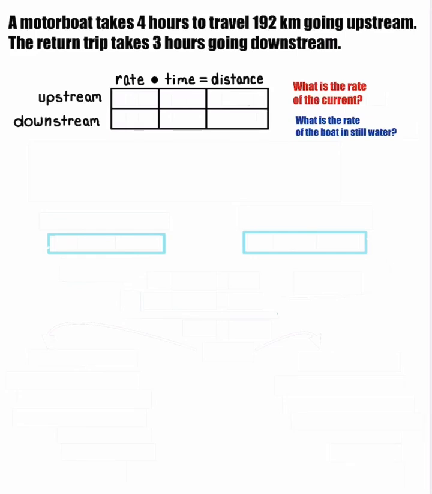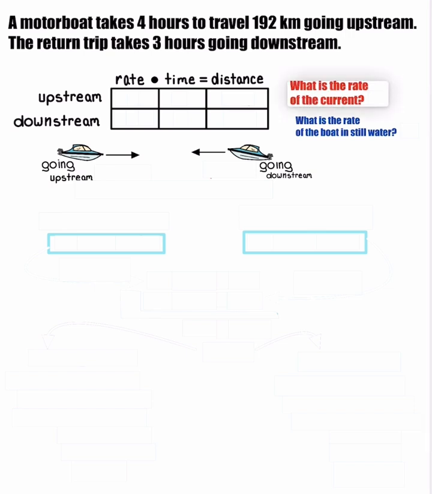We have a motorboat that travels upstream and then downstream. We are asked to determine the rate of the current, so that's our first variable, let's call that C, and also what the rate of the boat is in still water. So that's our other variable, let's call that R. Variables are often revealed in the questions that are being asked.